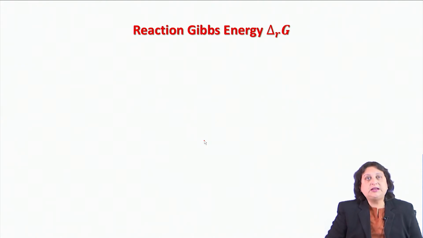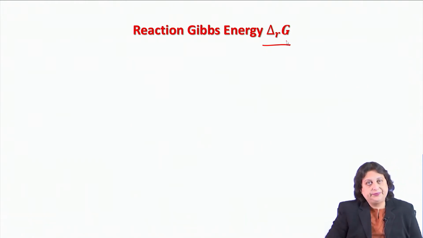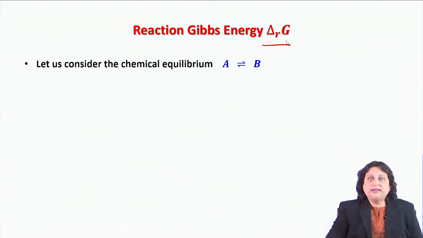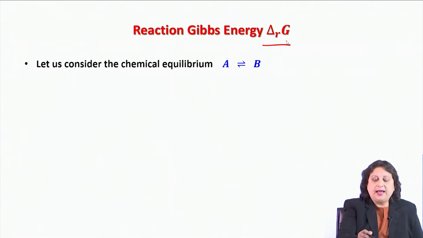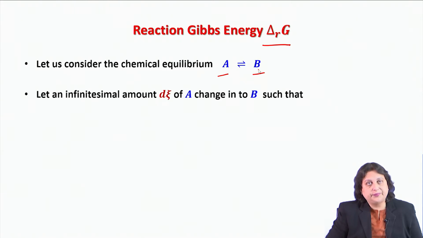Now, let me start by defining the reaction Gibbs energy. This is given a symbol like this. Now, let us consider a very simple chemical equilibrium. So, I have the reactant A, I have the product B, and in chemical equilibrium, A is equilibrated with B at a given temperature and pressure.